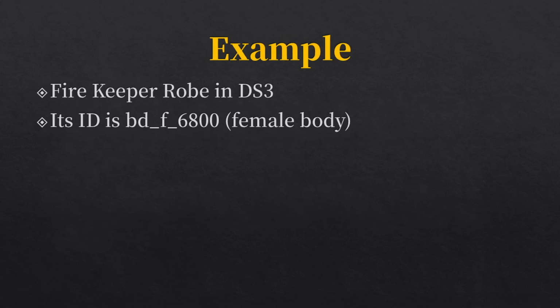I will use the Firekeeper robe from DS3 as an example. Its ID is BD-F-6800 for female body type. I will try to be as detailed as possible in this tutorial, but you can combine some steps together.